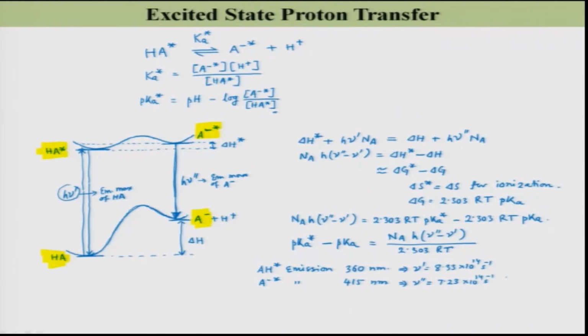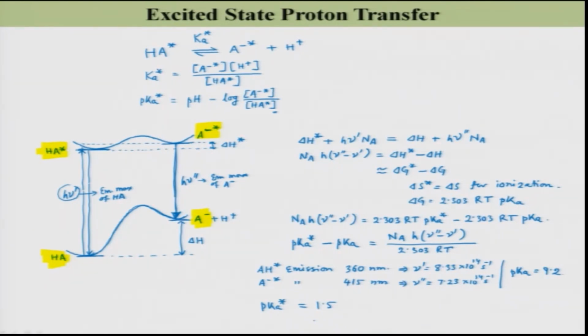If I know already that the pK of this molecule is 9.2 in the ground state, right. So, pK is 9.2, then pK star can be calculated from this equation, right, and if you calculate, you will get around 1.5, right. So, immediately you will get this value.